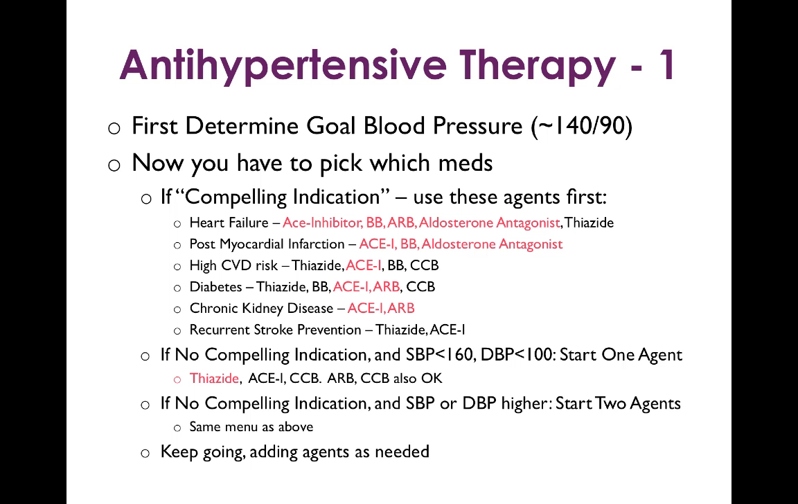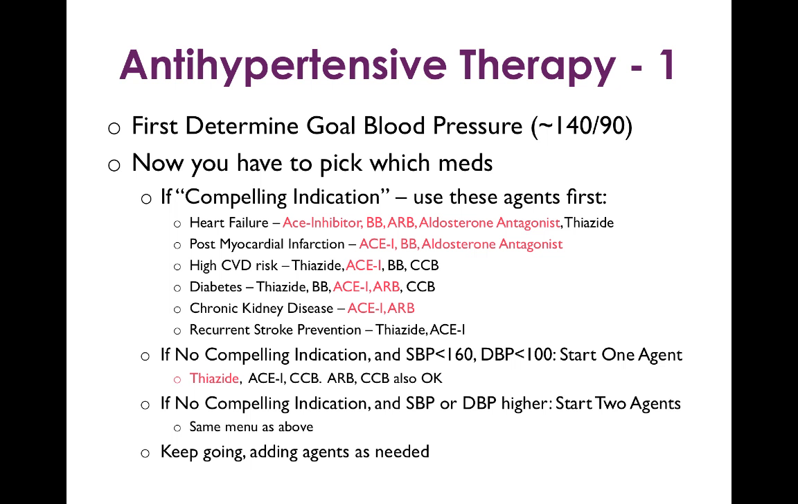You might have to put them on four different antihypertensives. They might need an ACE inhibitor, a thiazide, a beta blocker, and a calcium channel blocker to get under control. Or maybe they're bradycardic, so you can't add the beta blocker. So that's when you would move on to some of the other drugs that you learned about that are used as antihypertensives that aren't listed on this slide here.